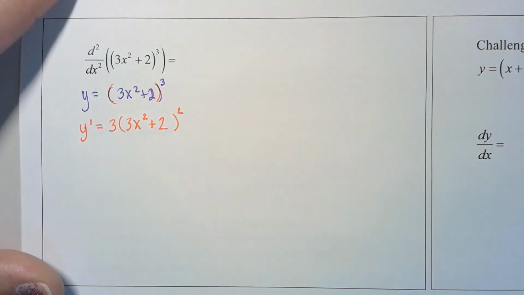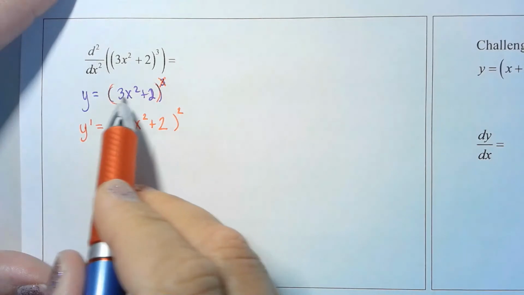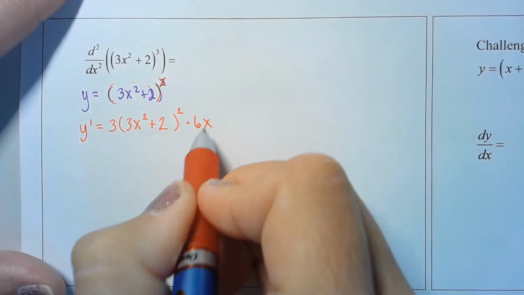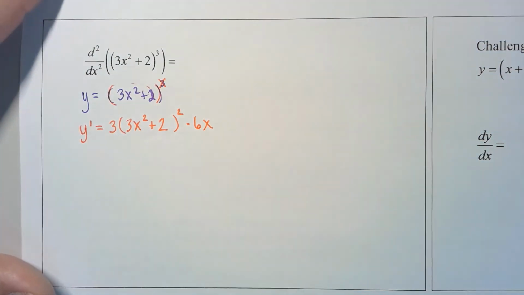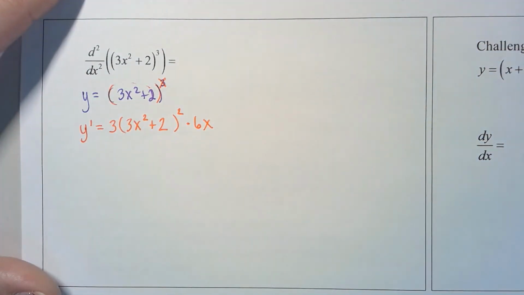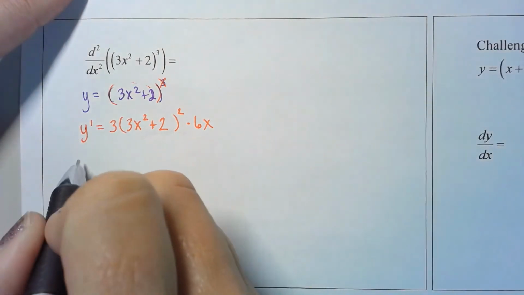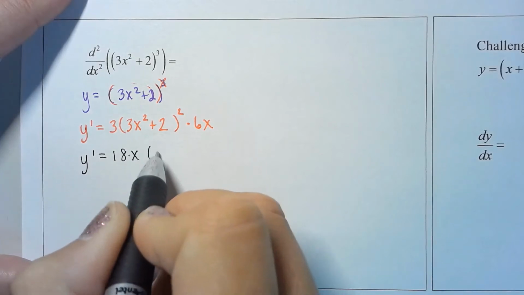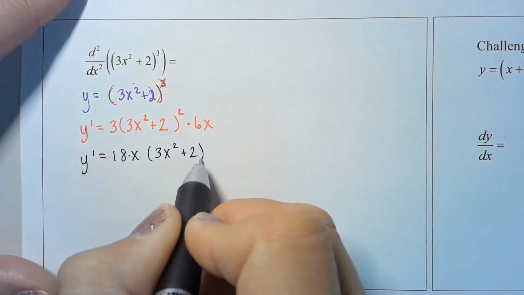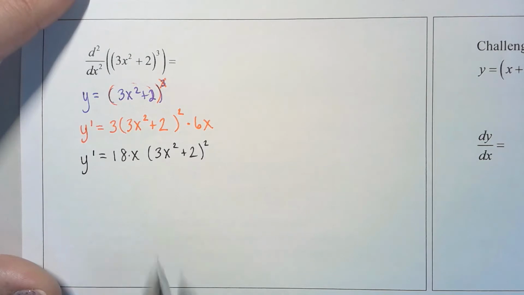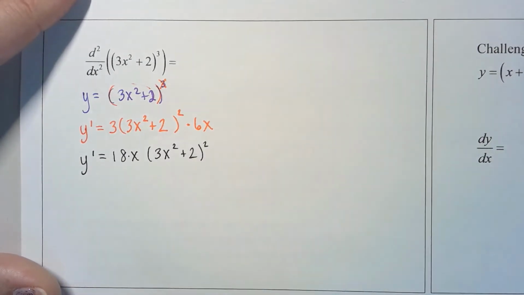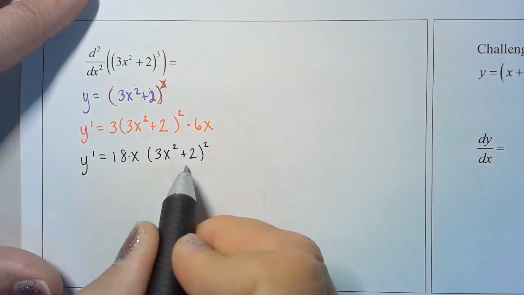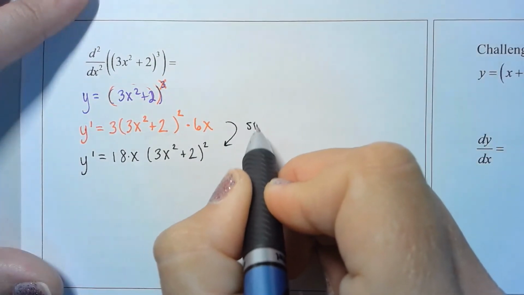So we just took care of the 3. The chain rule says multiply by the derivative of the inside, which is 6x. I didn't need parentheses there because the plus 2, well, it went away. Great. Before I take the derivative again, I am going to combine, at the very least, what I can, the 6x and the 3. I'm going to call that 18x. And then I have my 3x squared plus 2 quantity squared. So there's my first derivative, right? And I'm just going to write simplify.